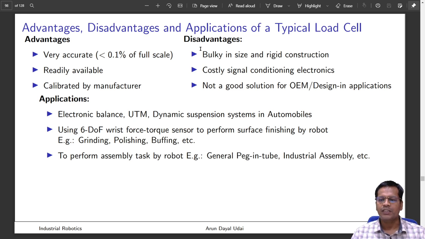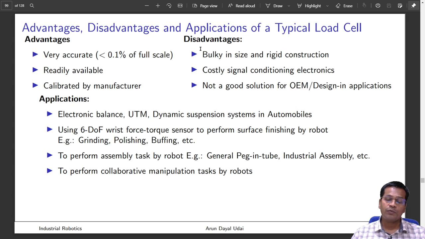Or any assembly task. If you want to insert even a simple pen in its cap, you need to feel the forces. Those forces have to be felt, like in a peg in a tube operation or any industrial assembly, a gear assembly task, a complicated assembly. You need to have this type of force sensor at the robot end. Or even your joint can have a torque sensor which lets you do this. If you have a joint torque sensor, that also can be calibrated to check the forces at the end effector.